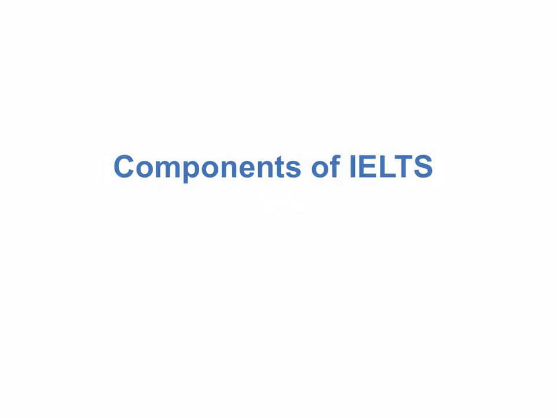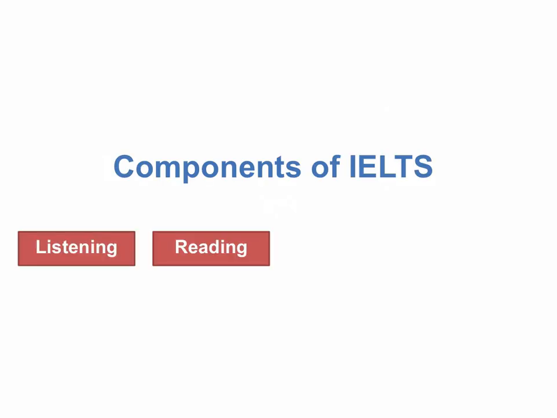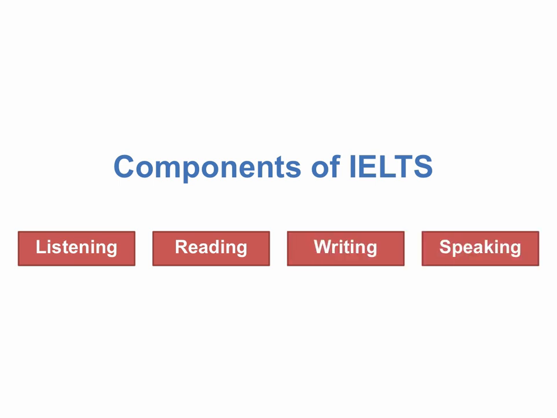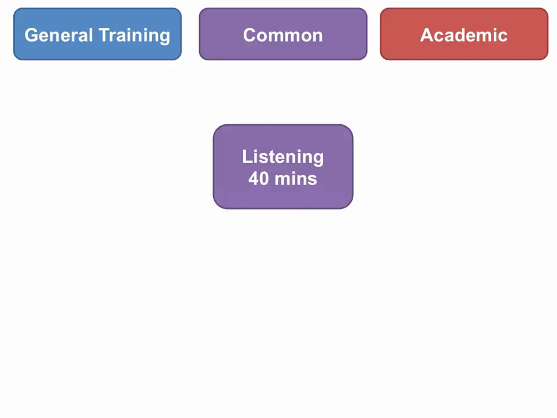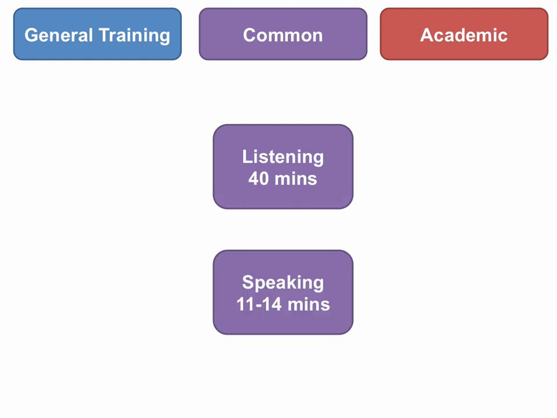First we'll talk about the components of IELTS. The components are listening, reading, writing and speaking. Now I'm going to share the similarities between the two types of IELTS. In general training and academic, the common modalities are listening and speaking modules. Listening module comprises 40 minutes, whereas speaking module comprises 11 to 14 minutes.